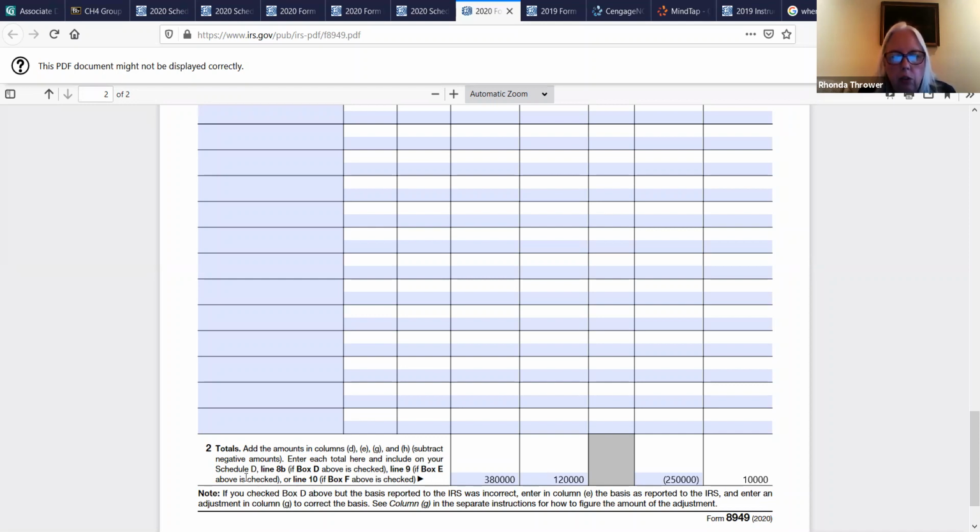So we're going to go to Schedule D, line 10, because we chose box F. There was no 1099 form that came with this. So we're going to go to Schedule D, line 10, and fill this $10,000 amount in.